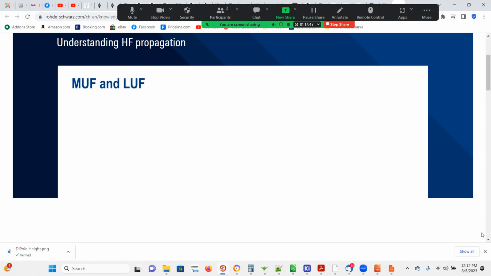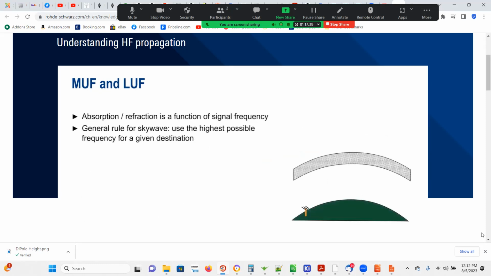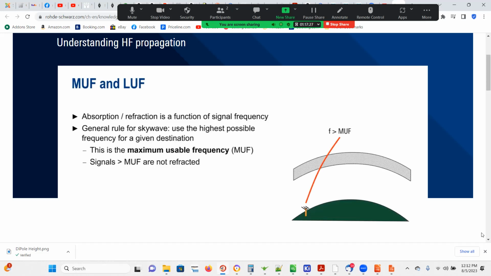The degree to which the different layers of the ionosphere refract and/or absorb radio frequency signals is largely a function of that signal's frequency. The general rule for HF skywave communications is to always use the highest possible frequency that will reach a given station or destination. This is called the maximum usable frequency, or MUF. Signals whose frequencies are higher than the MUF will not be refracted by the ionosphere. Usually, the MUF increases with increasing ionization.